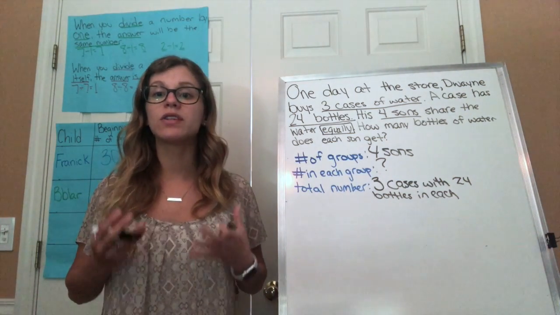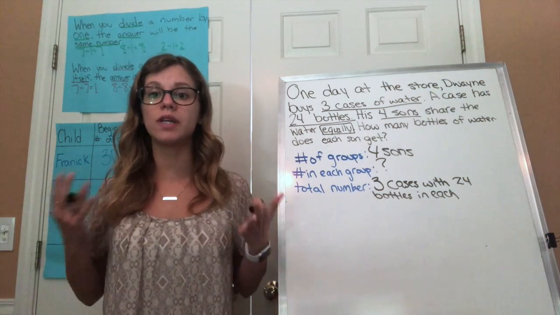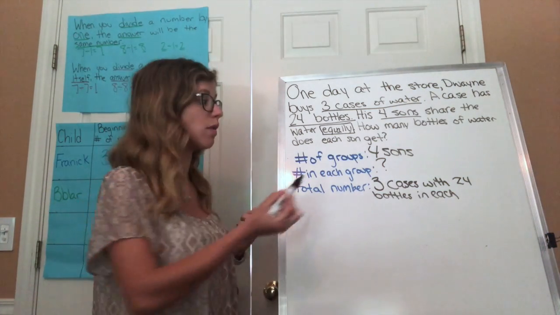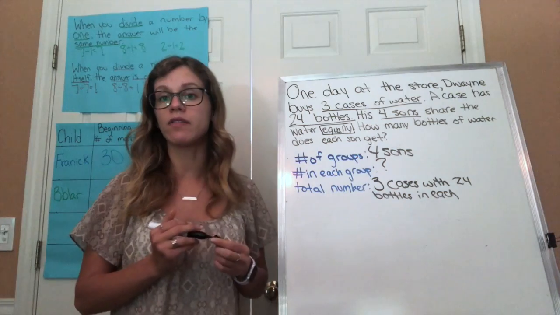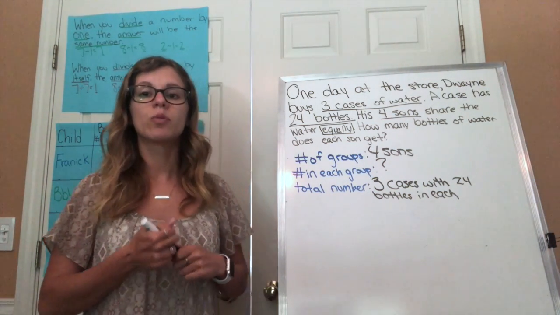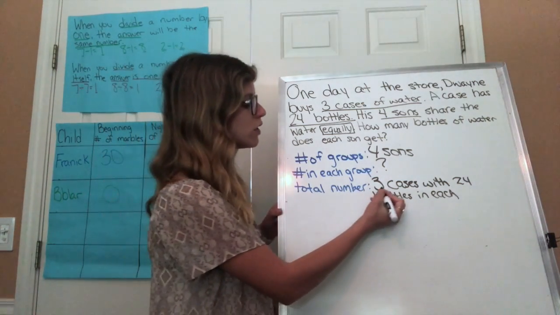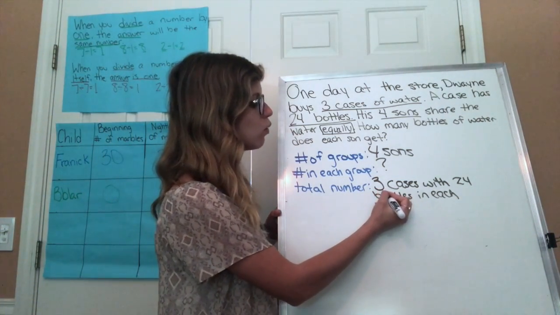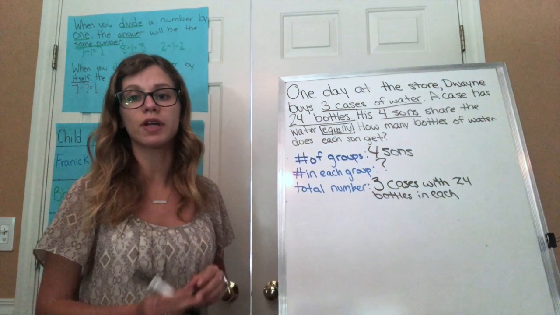First, I need to figure out my total number of water bottles. How many do I have? I can't start splitting them up into groups to give to each of the sons if I don't even know how many I have in the first place. So pause me and think about an equation that I can use to figure out how many water bottles there are altogether in all 3 cases.